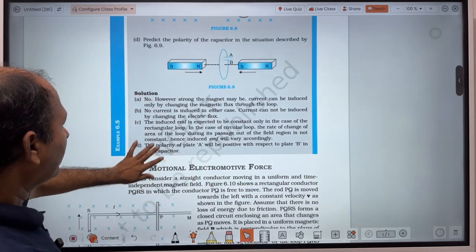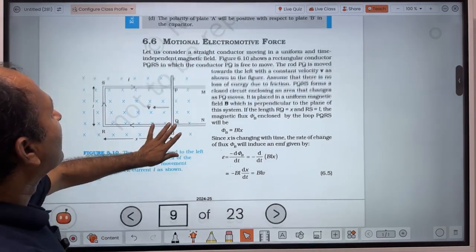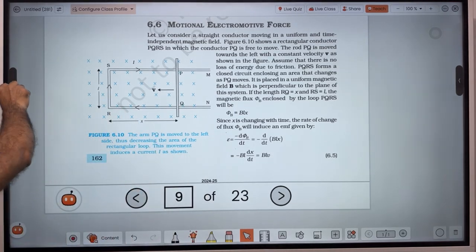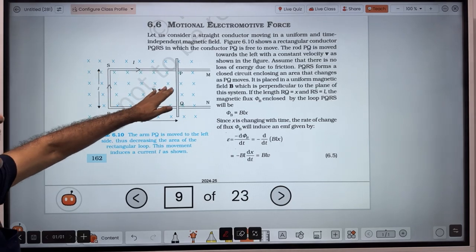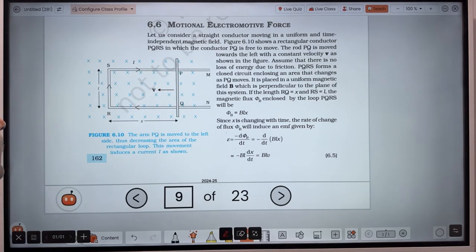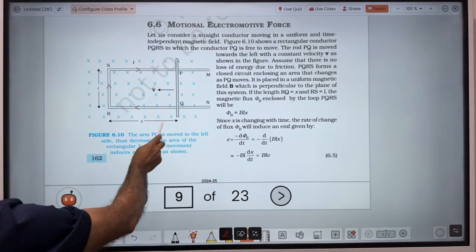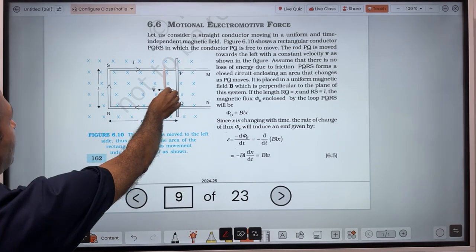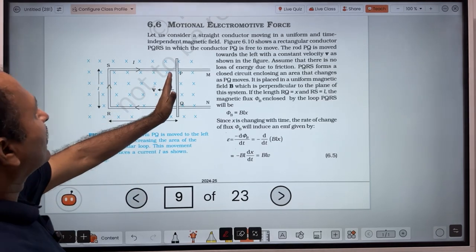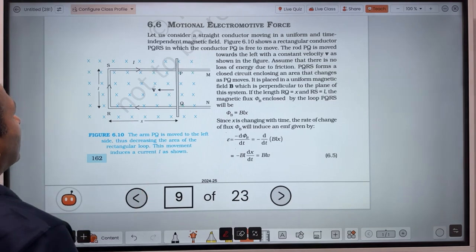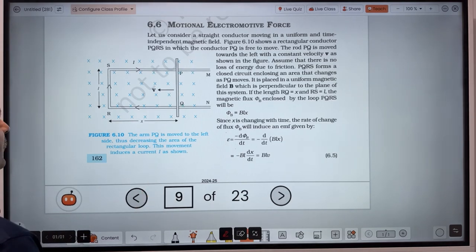Now, we are going to see motional EMF. What is motional EMF? Here, there is a magnetic field perpendicular to the plane, in the downward direction. This is a conducting rail. This length is L, and this is a rod which can move. If this rod moves in this direction with a velocity v, in that case, what EMF will be produced?